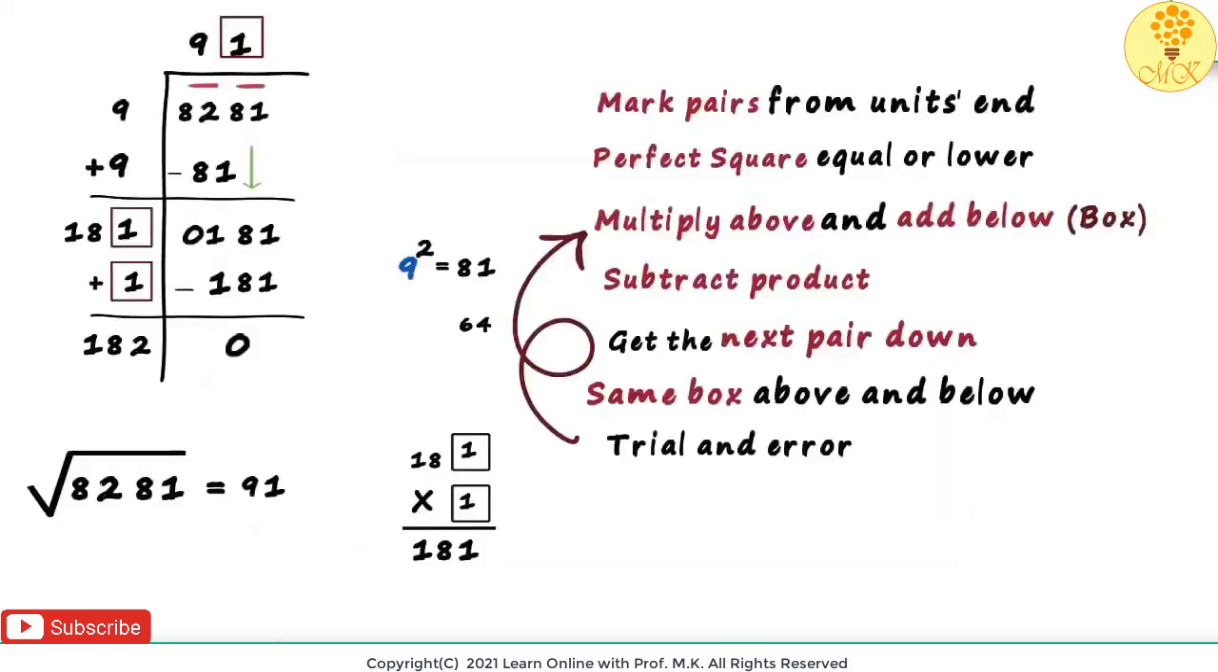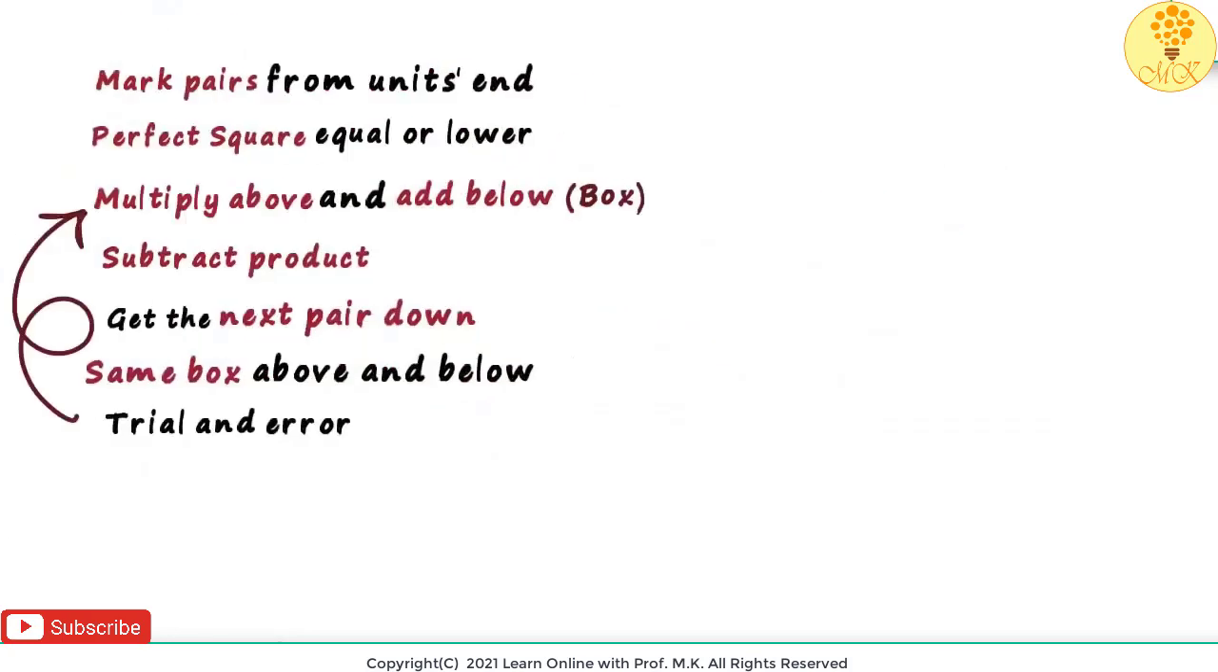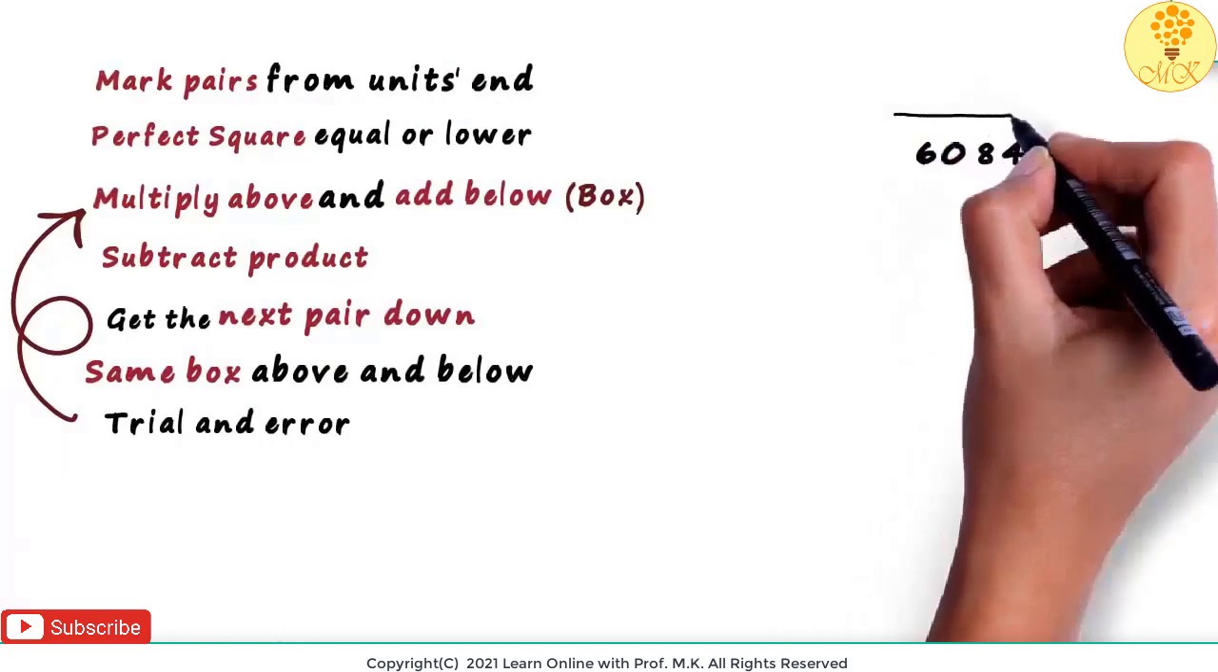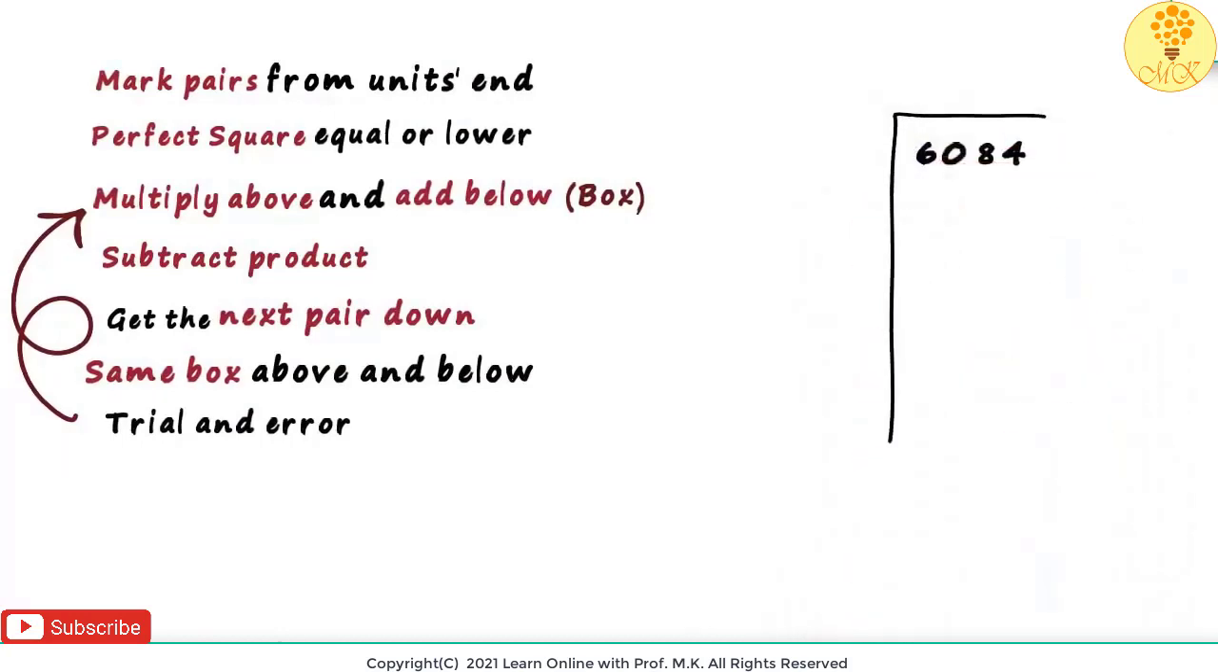This is where we left off in the last video. We followed these steps to get the square root of 8,281 as 91. Now let's try solving for the square root of 6,084. Before we start off with the steps, remember to draw lines like these next to the number. After this, go to the first step.